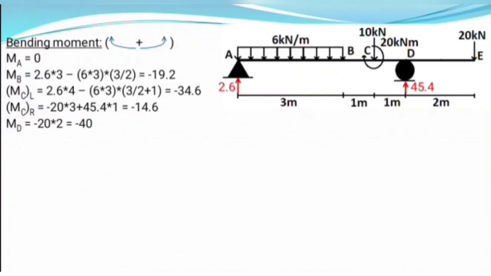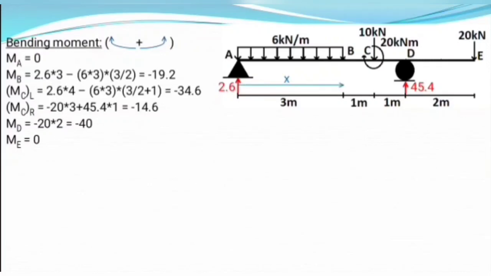Moment about D equals minus 20 into 2. Again we have considered forces on the right of that point. So the moment due to the 20 kilonewton force at E would be minus 20 times 2, just force into distance, which equals minus 40. And at point E it is equal to 0. We can see no forces on just right of E, so there is no bending moment at just right of E.